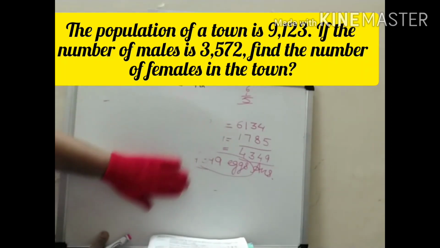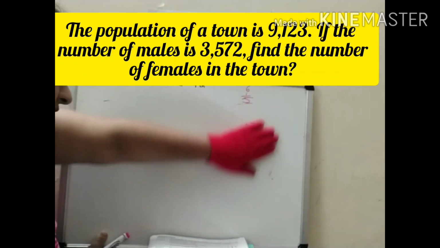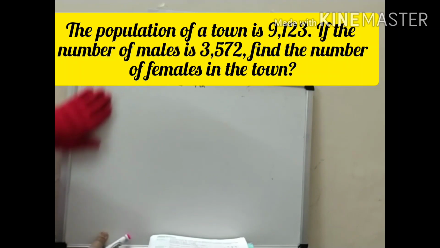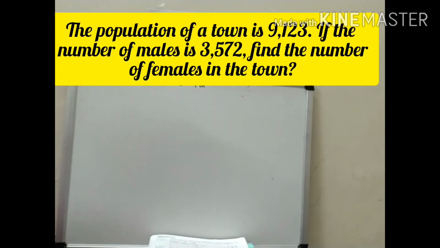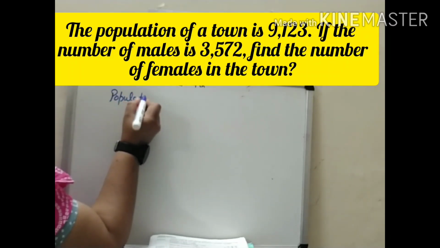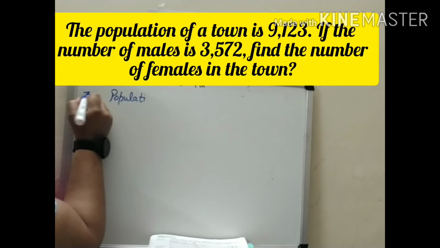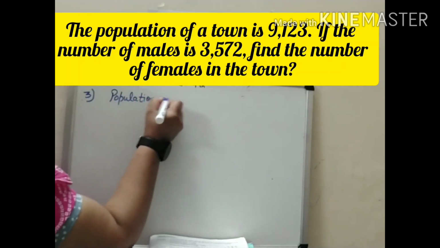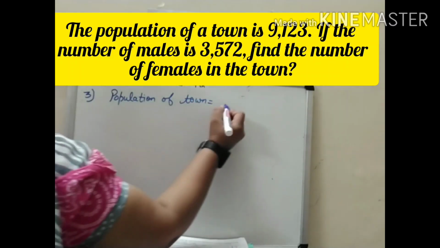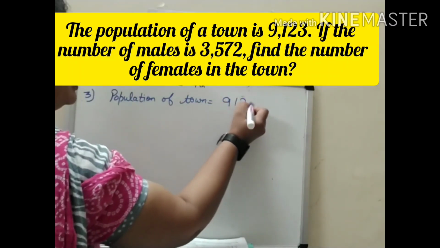Our next question is, the population of a town is 9,123. If the number of males is 3,572, find the number of females in the town. Okay, children, as it is we can write the statement. No need to write it fully, we can simply write population of a town is equal to 9,123.